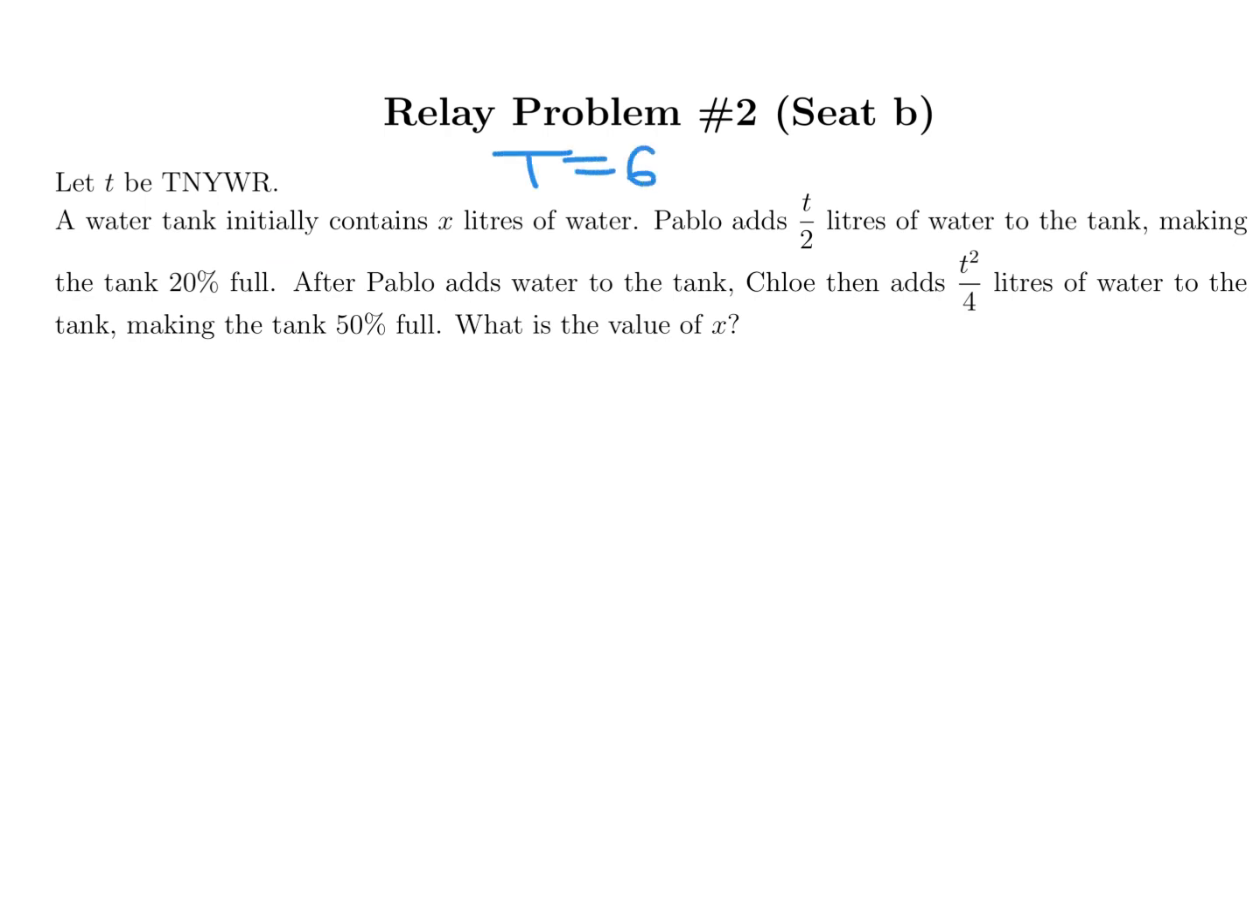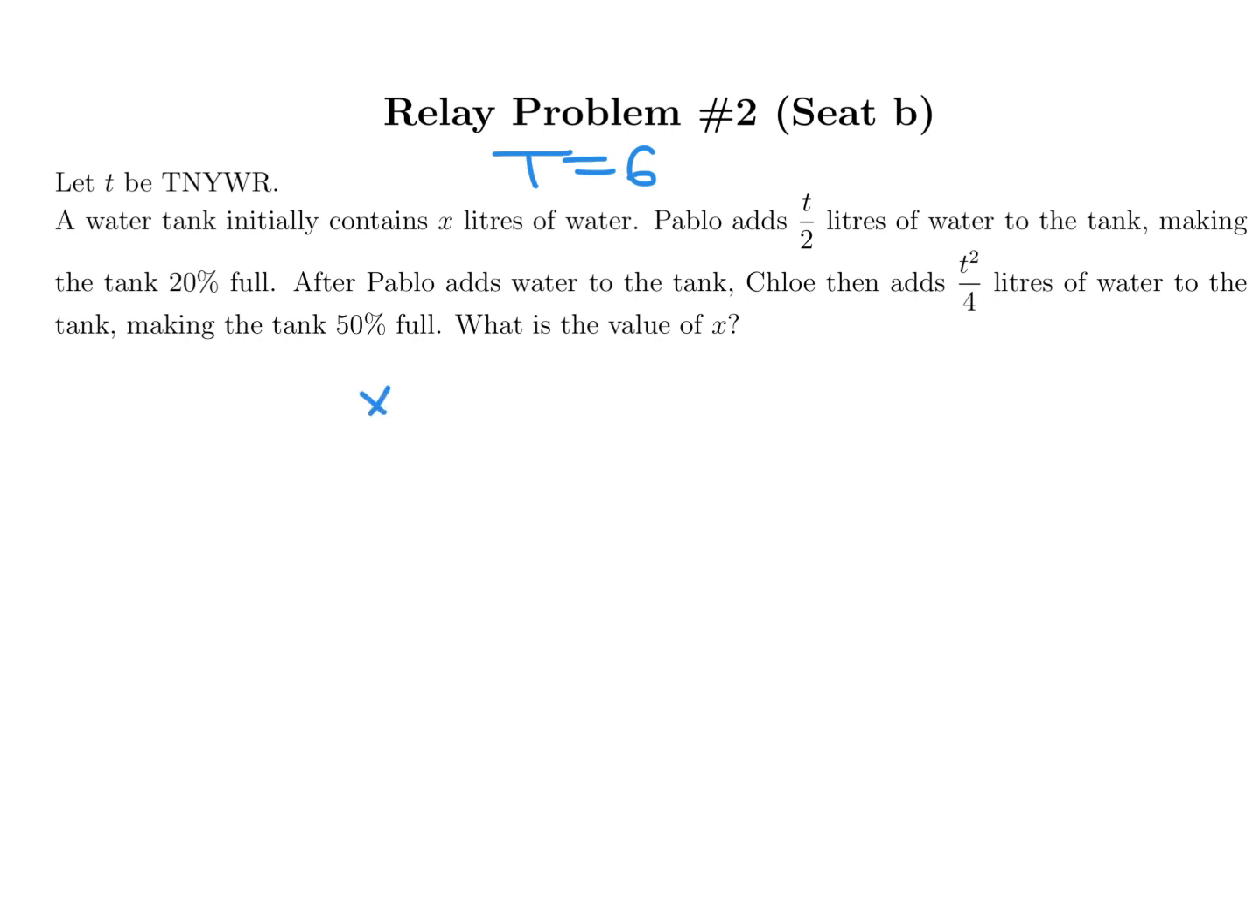A water tank initially contains X liters of water. Pablo adds T over 2 liters of water to the tank, making the tank 20% full. After Pablo adds water to the tank, Chloe then adds T squared over 4 liters of water to the tank, making the tank 50% full. What is the value of X?